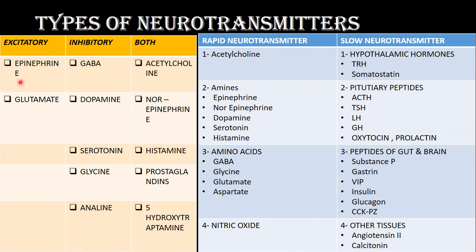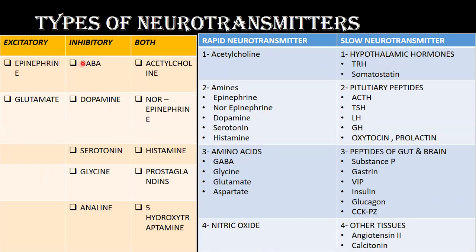So excitatory are epinephrine and glutamate. Inhibitory is GABA. Then dopamine, serotonin, the mood changing hormone, and glycine. Then acetylcholine and norepinephrine are both excitatory and inhibitory. Then histamine, prostaglandins, and 5-hydroxytryptamine, which we normally mention as 5-HT. That is the only thing we need to learn in this slide.